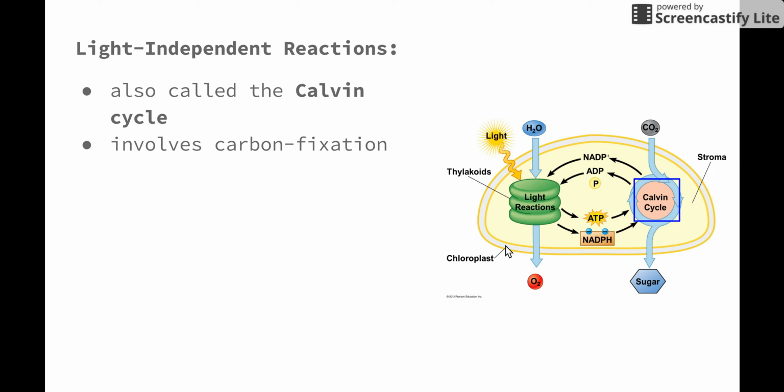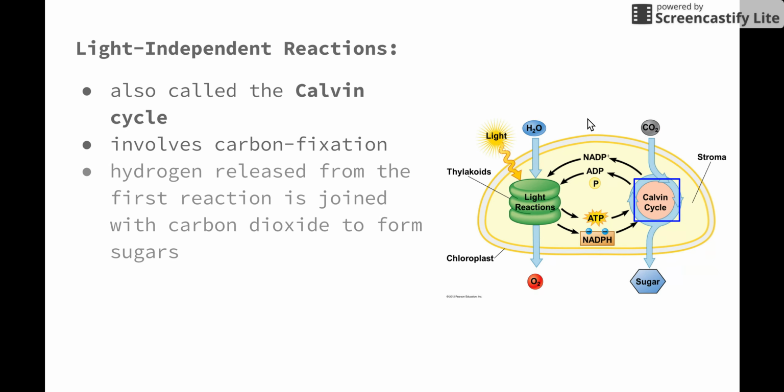So the carbon needs to be attached to the hydrogen and oxygen in some way. In this case, we've got the carbon dioxide coming in, and the carbon from that is then used to create the glucose. So hydrogen that is released from the first reaction in the thylakoids is joined with the carbon dioxide to form the sugars that we require, and in this case, more particularly known as glucose.